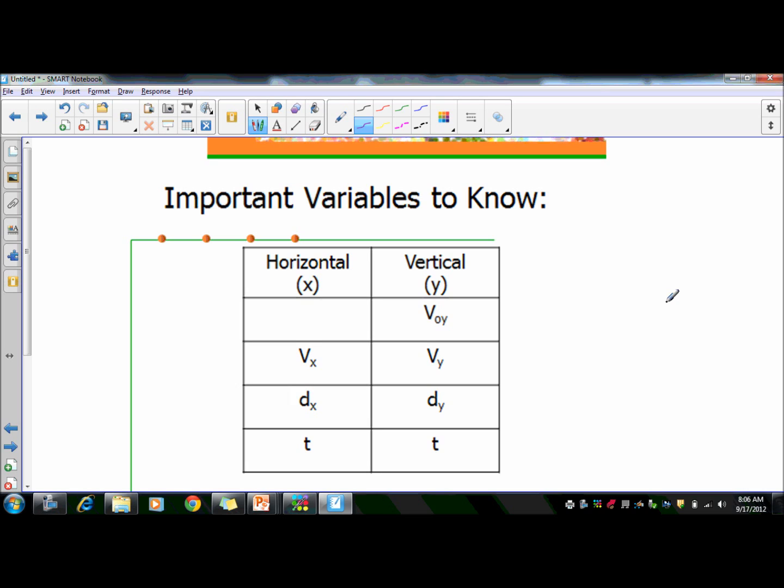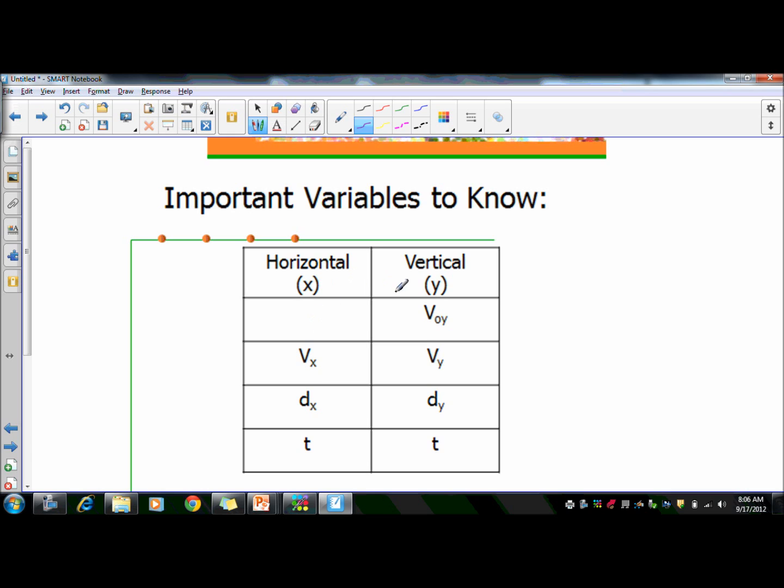So, important variables to know. This looks really yucky, but at the same time, you've seen all of these variables before. The only difference is now we're separating them into X and Y. So you'll notice here under X, we have Vx, dx, and t. Under the vertical, we have V naught y, Vy, dy, and t. The reason why there's no V naught x is because V naught x and Vx are the same. The velocity is constant, so the initial velocity and the final velocity, or the velocity at any point, is always going to be constant. So there's no V naught x.